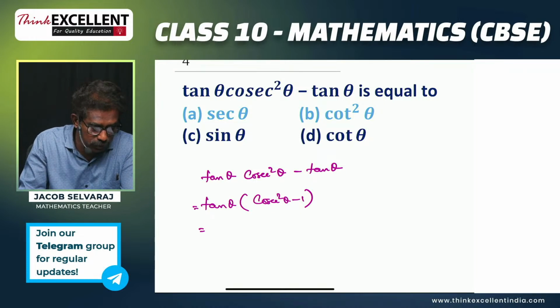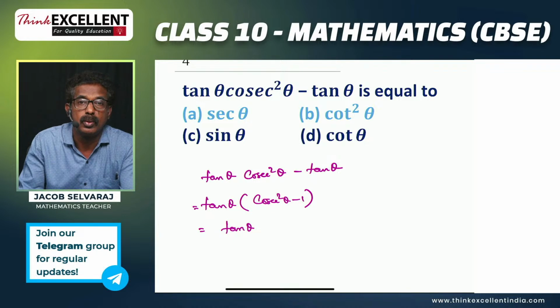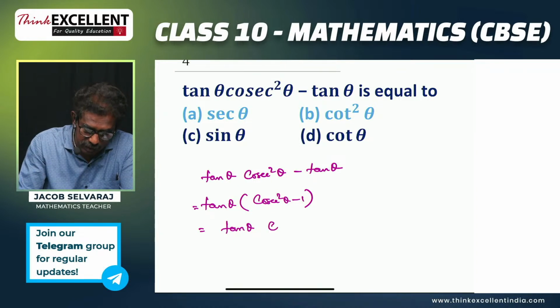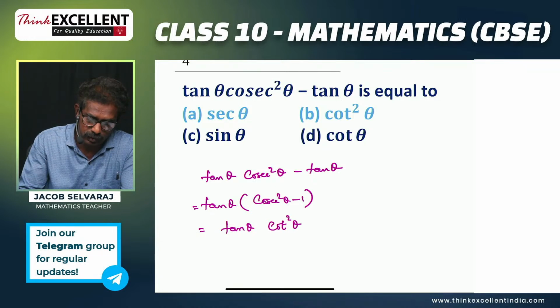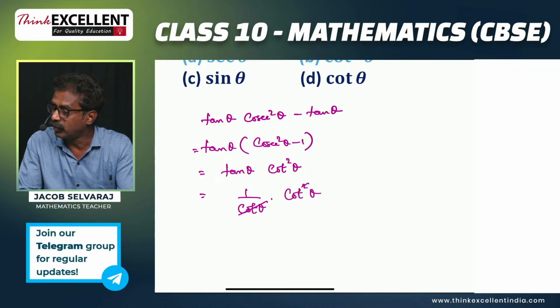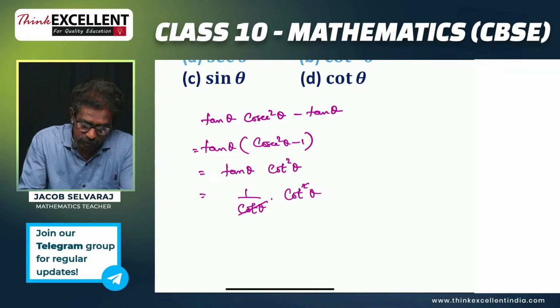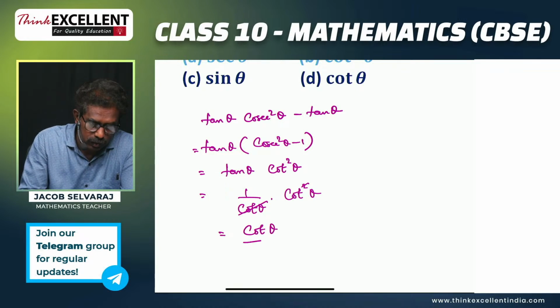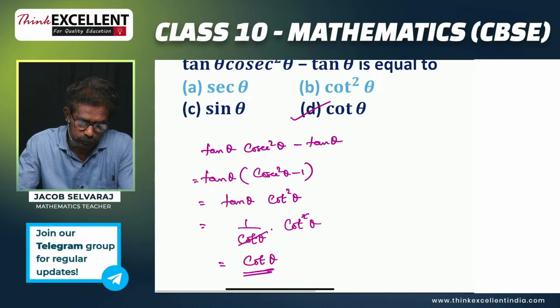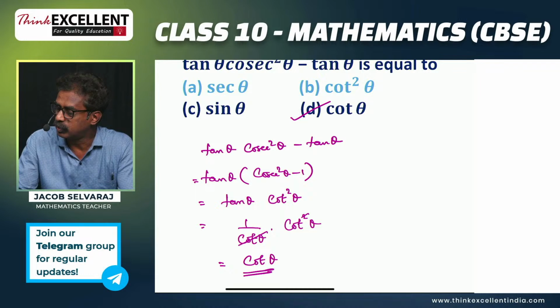Can you use the identity now? Tan theta into cosecant square theta minus 1 is, yes, it is cot square theta, right? Cot square theta. So that is tan theta into, or tan theta can be written as 1 by cot theta, right? 1 by cot theta into cot square theta. One cot theta cancels. So your answer is cot theta. Yes, Saktivel, your answer is right. So your answer is cot theta. Option number D. Okay, now let's move on to the next question.